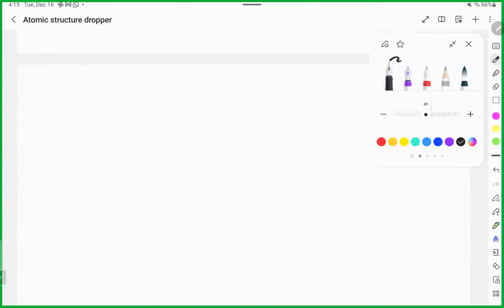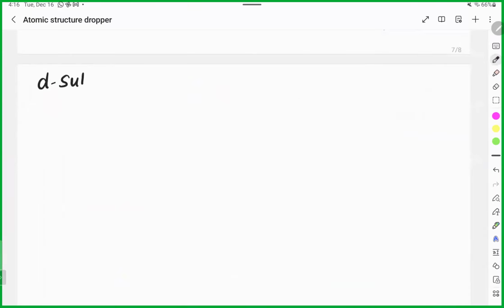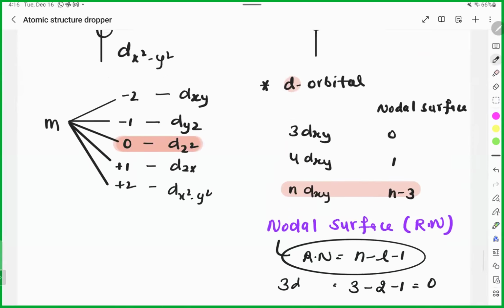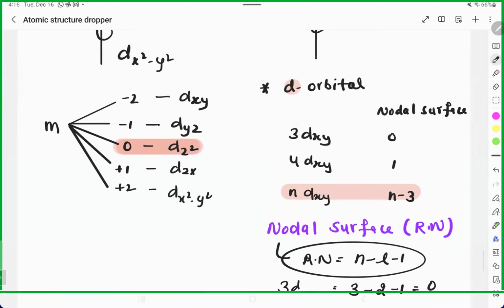And it is, if you take the d subshell and you know there are 5 orbitals, all the 5 orbitals will have the same energy. They will have equivalent energy. Understood? And this part is done because, trust me, this part looked difficult, and I'll show you a recent question.